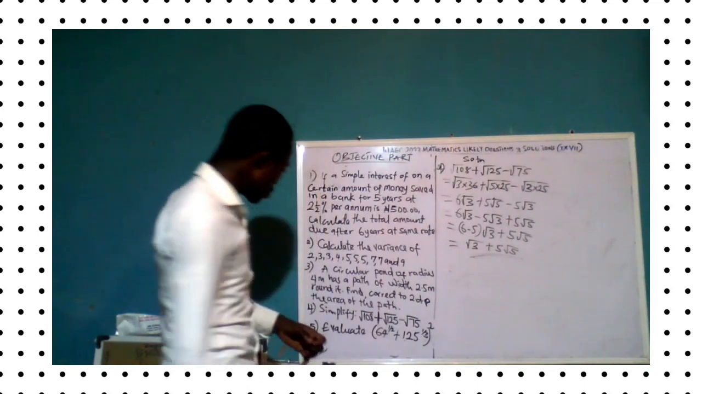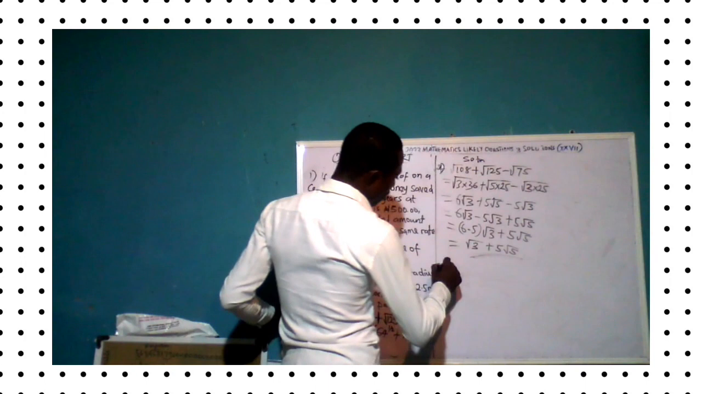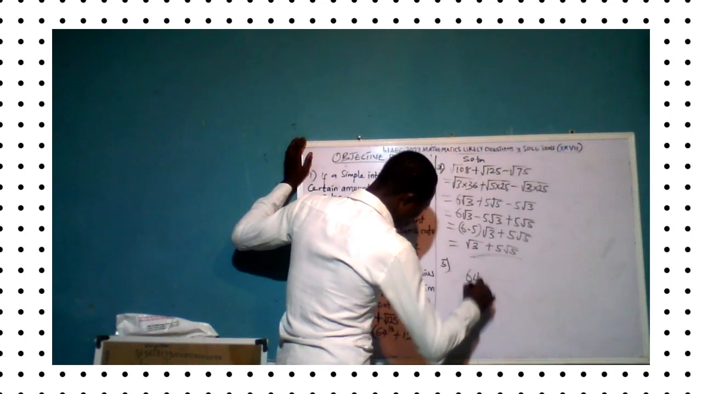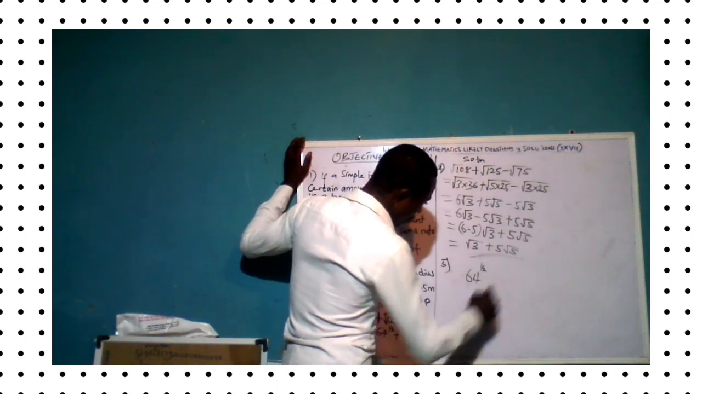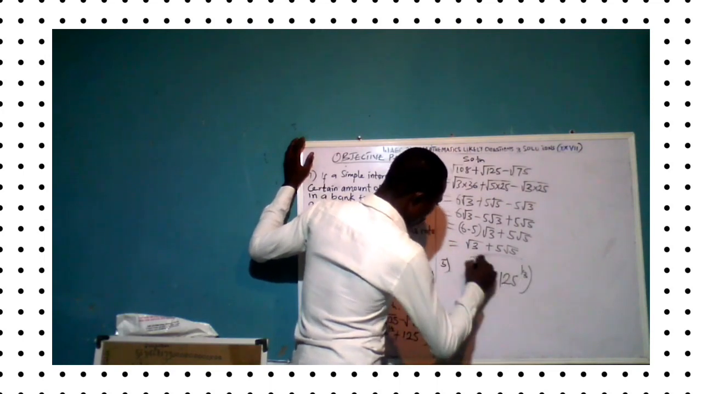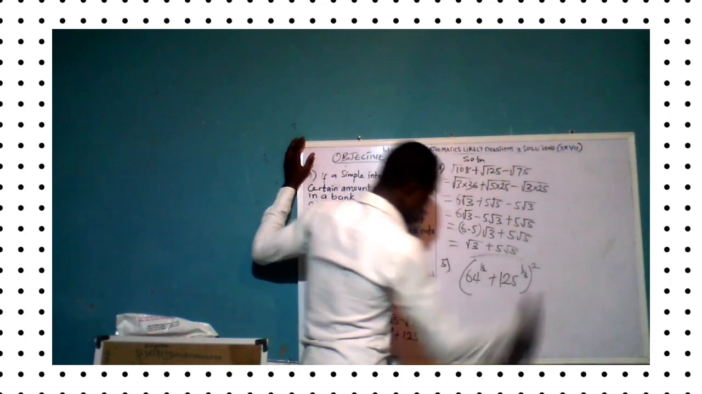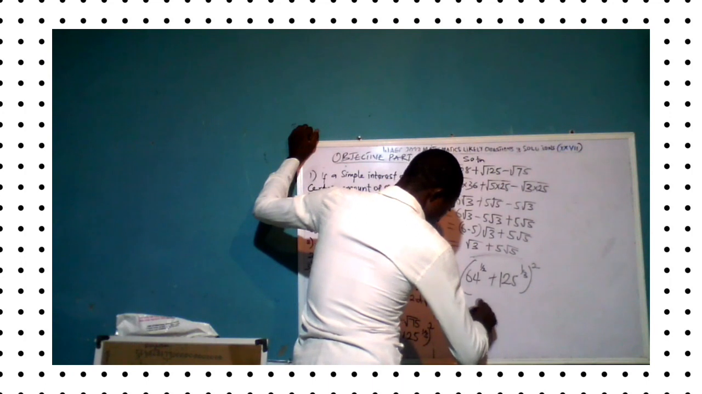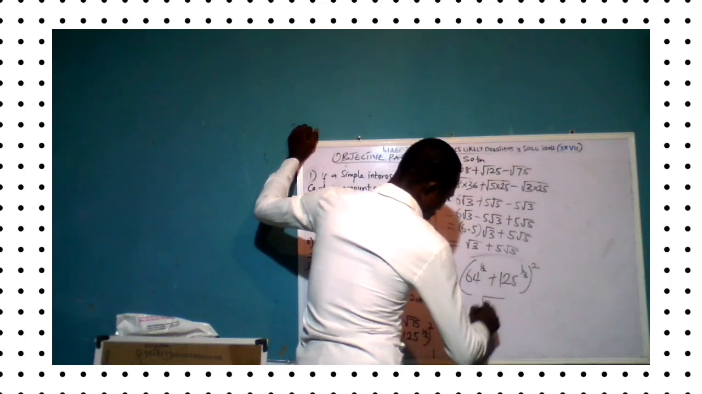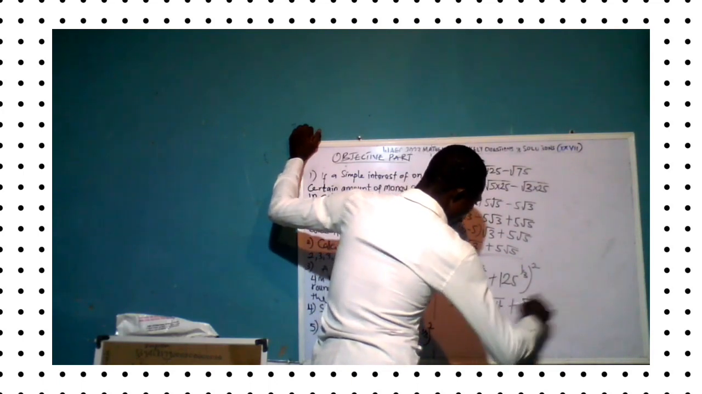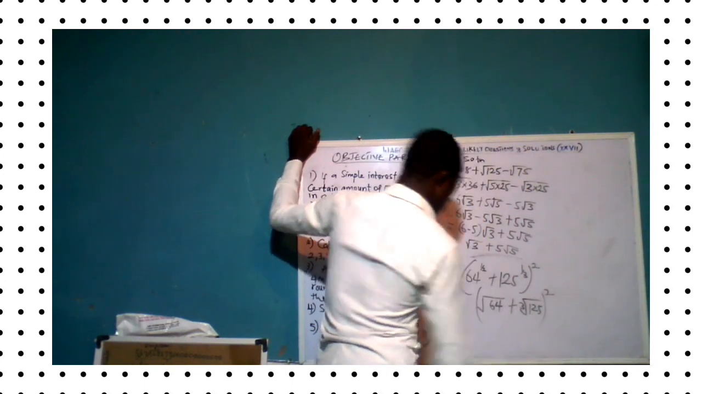Now let's take a look at question number 5. We have to evaluate 64 raised to power 1 over 2 plus 125 raised to power 1 over 3, everything put into brackets, raised to power 2. All right, this can be re-expressed as square root of 64 plus cube root of 125, everything put in the bracket, raised to power 2.